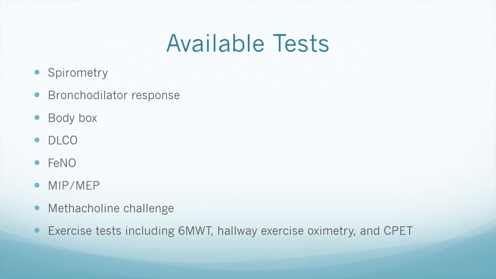We can look at respiratory muscle strength, to look for neuromuscular weakness. We have our methacholine challenge, which is a very sensitive test for diagnosis of airway hyperresponsiveness. And then we also have our exercise studies, including our 6-minute walk test and hallway exercise oximetry to decide if patients would benefit from supplemental oxygen, and our cardiopulmonary exercise test. This test can be somewhat difficult to interpret, but we often use it to screen for chronic thromboembolic pulmonary hypertension, post-pulmonary embolism, or to assess the underlying cause of dyspnea when you're really not sure after all of the other studies that you would typically check.